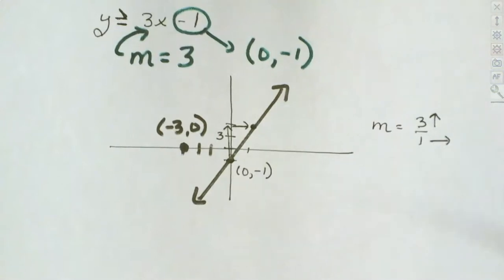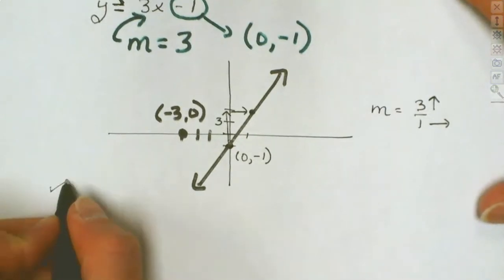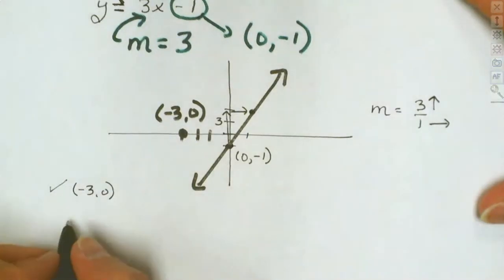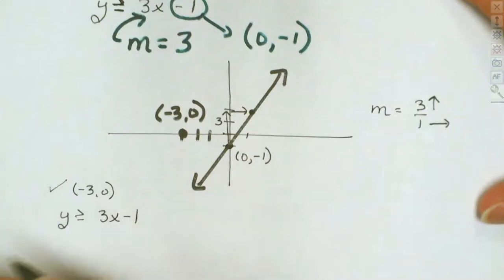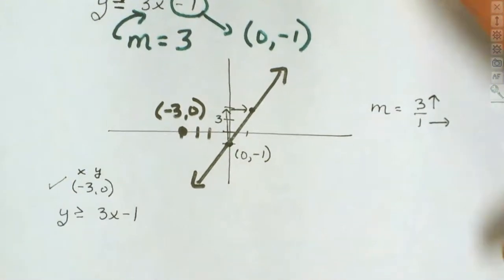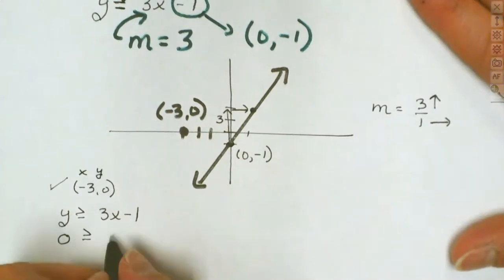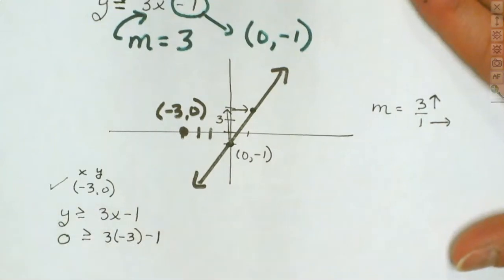-3, 0 is clear back over here, and I know where it's at. So I'm going to check out that -3, 0. Just make sure your point is not on that line. So let's check -3, 0. And we're going to check that in the original. Remember, this is your x and this is your y. And we're going to see if this is true or false. So 0 is greater than or equal to 3 times a -3 minus 1. 3 times a -3 is a -9. Minus 1 makes it a -10.